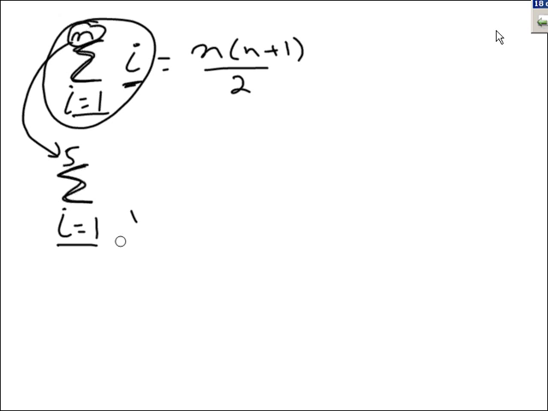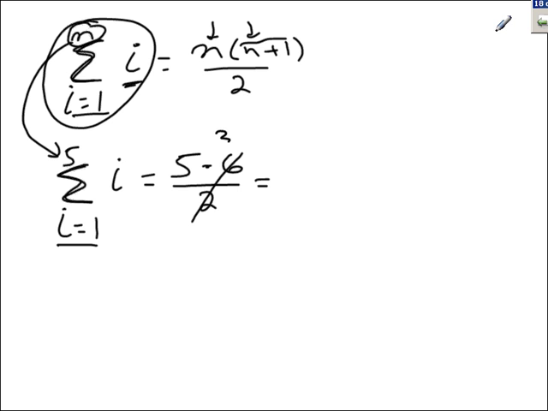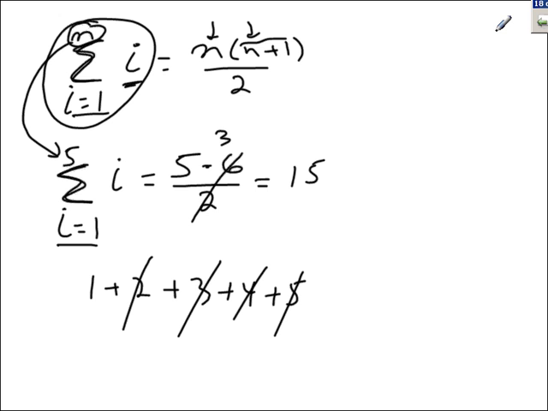Instead of n, here and here I put 5. It's n times n plus 1, 5 plus 1 is 6, over 2. And 2 goes into 6 3 times and we get 15. And 1 plus 2 plus 3 plus 4 plus 5, that's 15. And 2 plus 3 is 5, plus another 5 is 10, plus 4 is 14, plus 1 is 15.